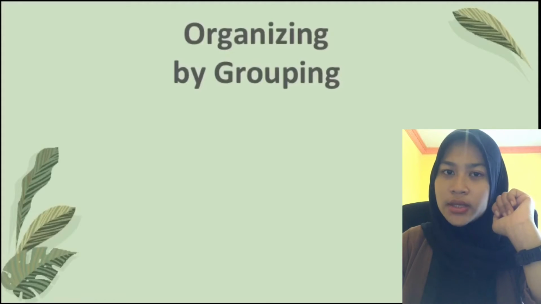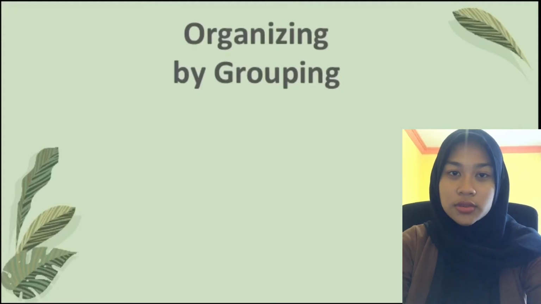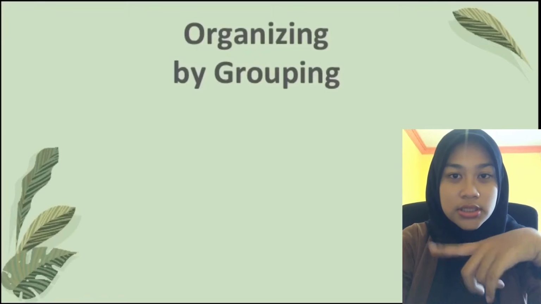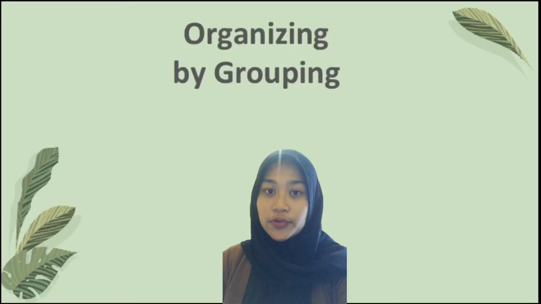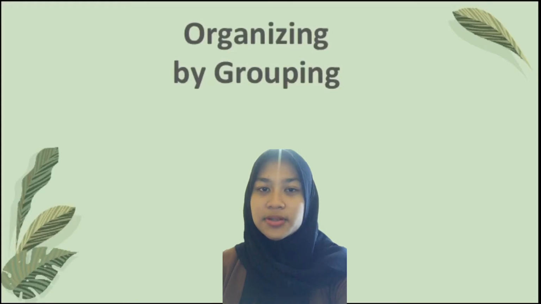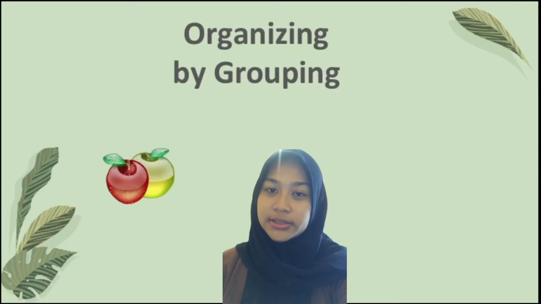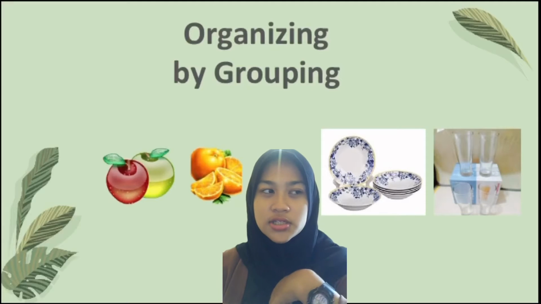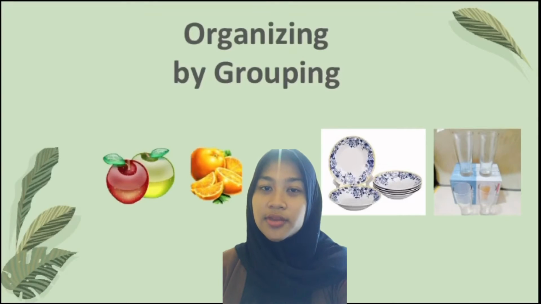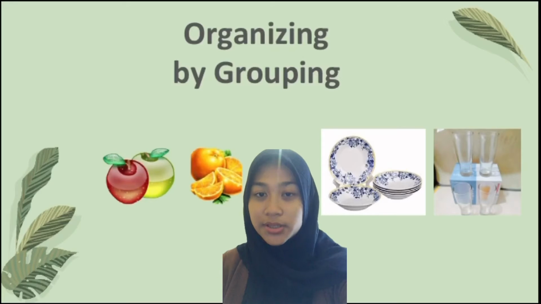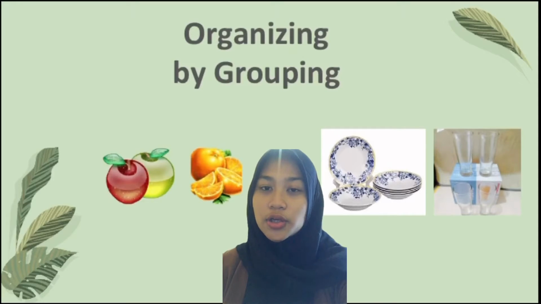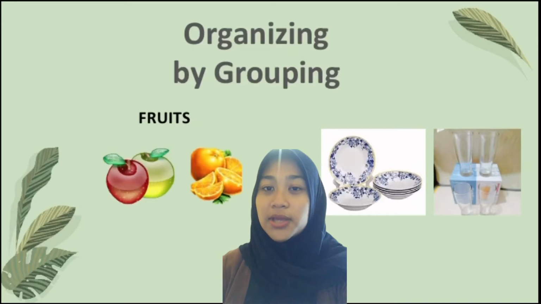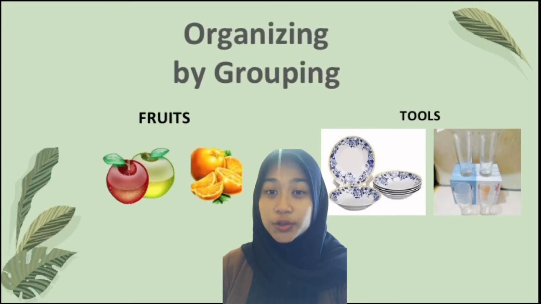With organizing by grouping, we will combine several objects into one group. So when I studied this example from organizing by grouping, I immediately had an example in my mind when I imagine objects like apples and oranges, then plates and glasses. Surely each of these objects has its own group. Apples and oranges are included in the category of fruits, so the plates and glasses of course enter another group.